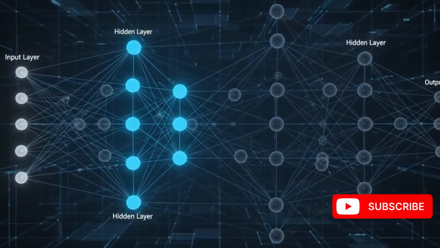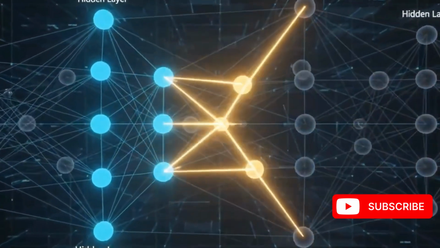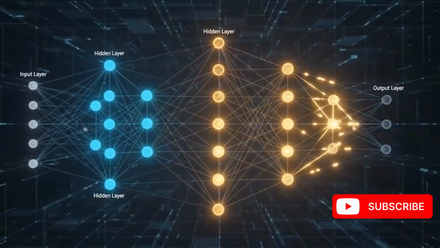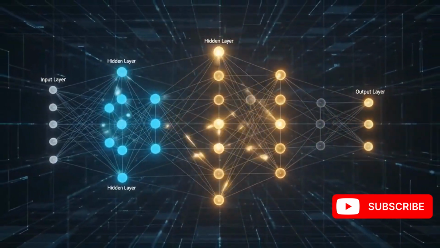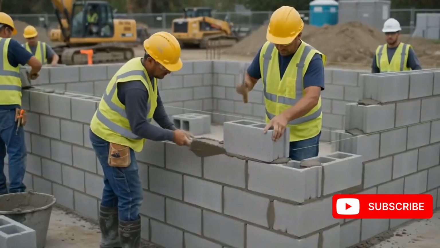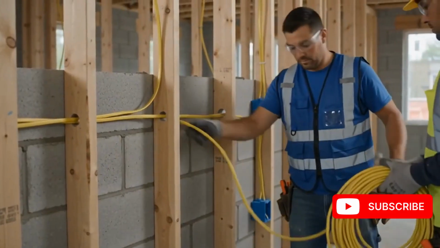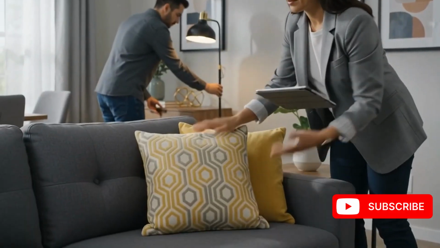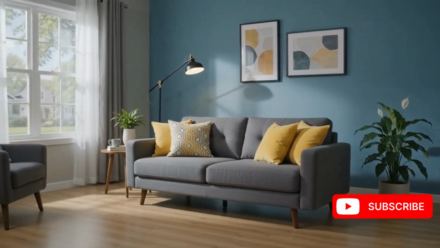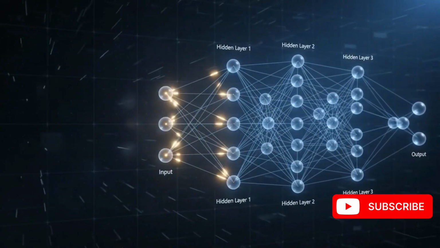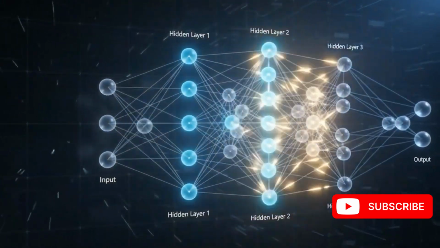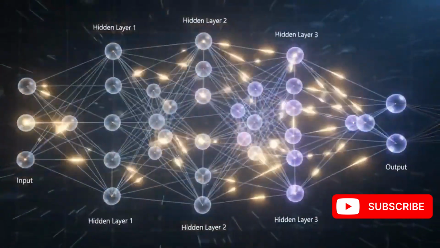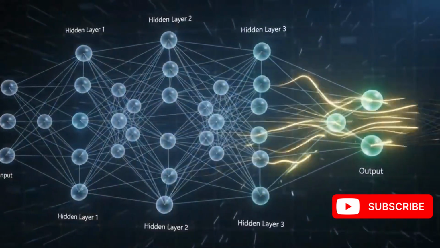Similarly, the first hidden layer processes the input and sends its calculated output directly as input to the next hidden layer. Notice something important. The work always moves forward. Each team receives work, adds its own contribution, and passes it to the next team. Likewise, every hidden layer receives information, processes it, and forwards the result. This is called forward propagation.